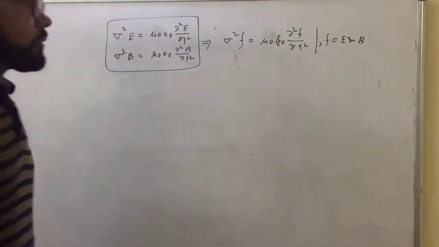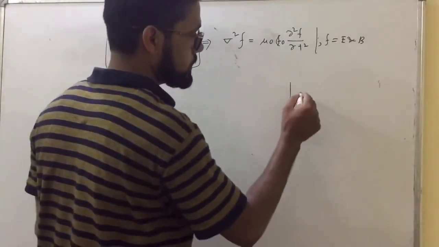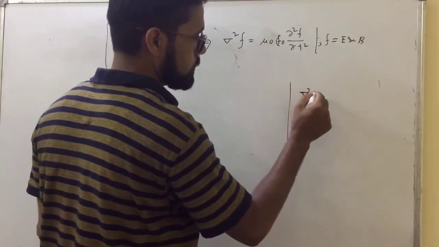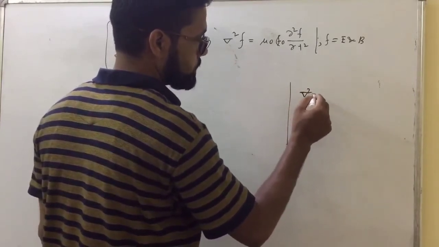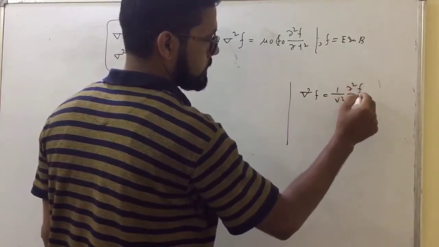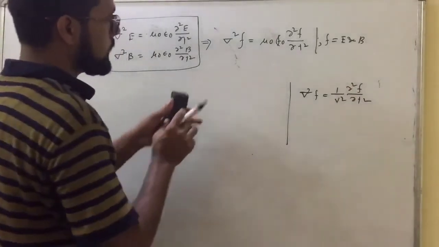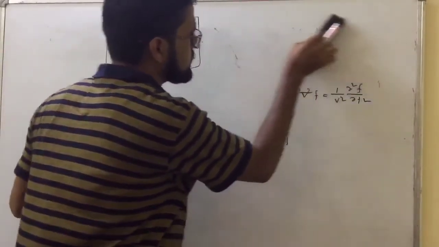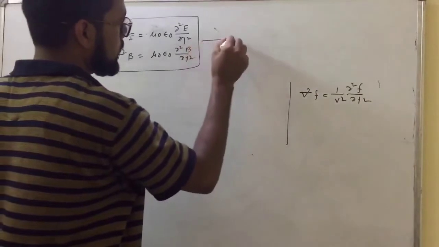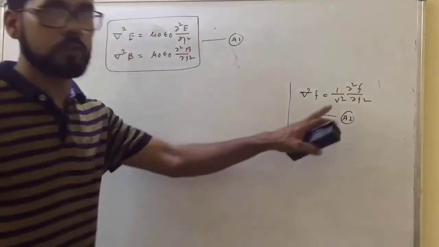Now the mechanical wave equation, the classical wave equation. If you see the classical equation, you will find del square F equal to 1 by V square del square F by del t square. This is the classical wave equation. If we compare this, you need not remember, it's just equation number 1. This is equation number 2. This is the classical wave equation.